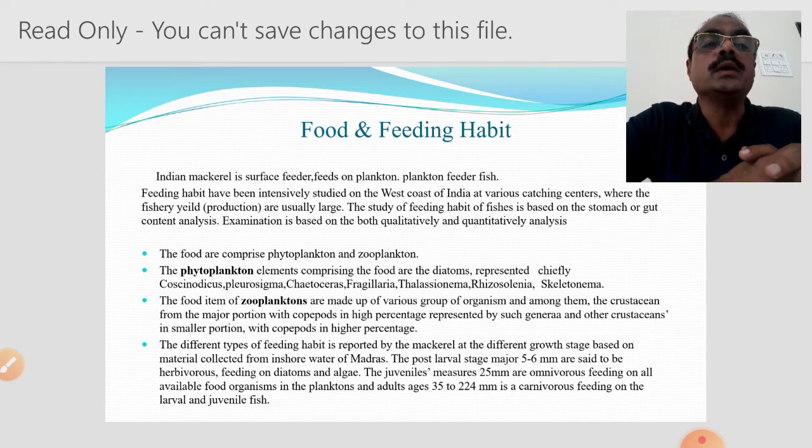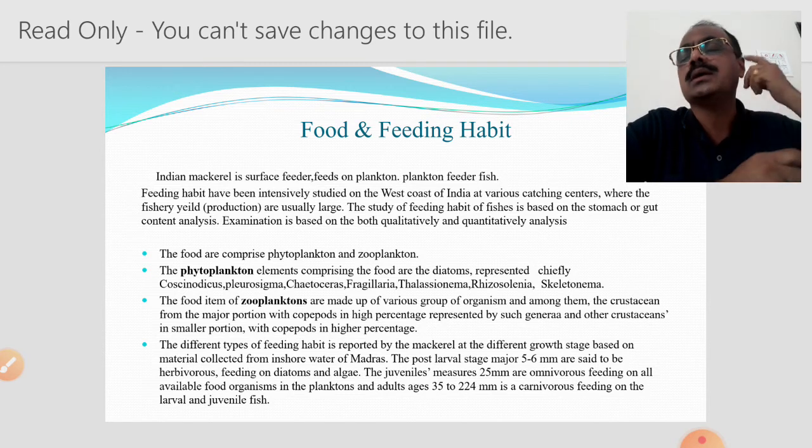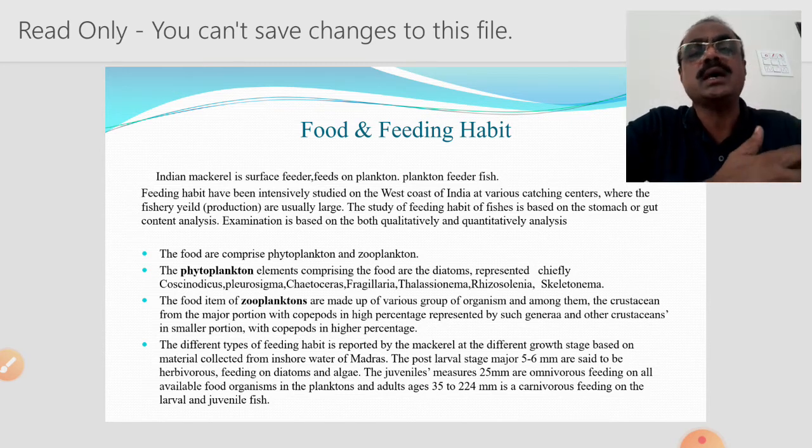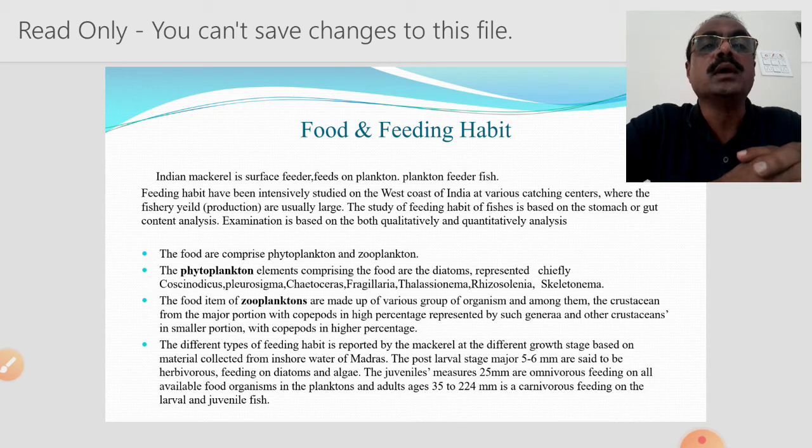In zooplankton particularly, different types of animal food organisms are found in their stomach, particularly crustaceans as well as copepods. Then other annelid animals are also present. In crustaceans, there are different types of prawns, different stages of prawns, microscopic prawns, or you can say Nauplius, Zoea, Metazoea, such stages are found in the stomach of mackerel fish.